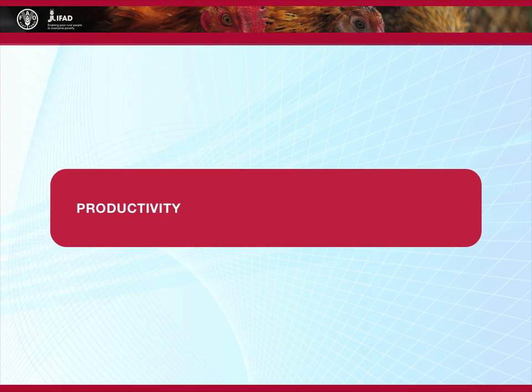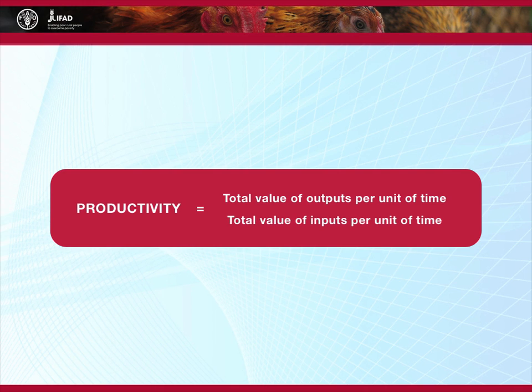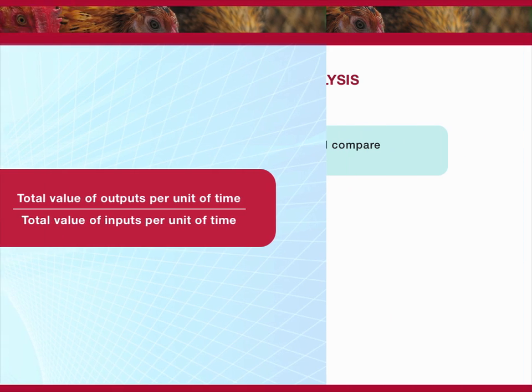Calculating productivity requires knowledge of the real value of outputs per unit of time and the total value of inputs per unit of time. By dividing the total value of outputs per unit of time by the total value of inputs per unit of time, we arrive at the figure for productivity.